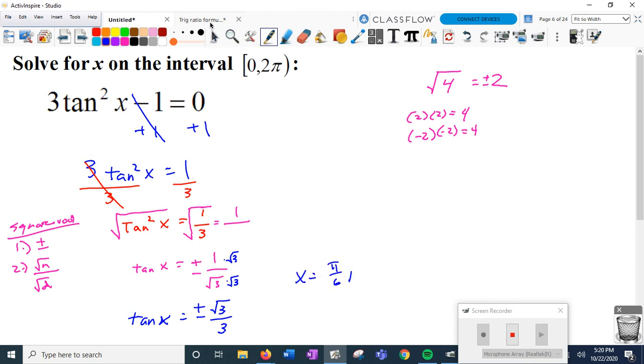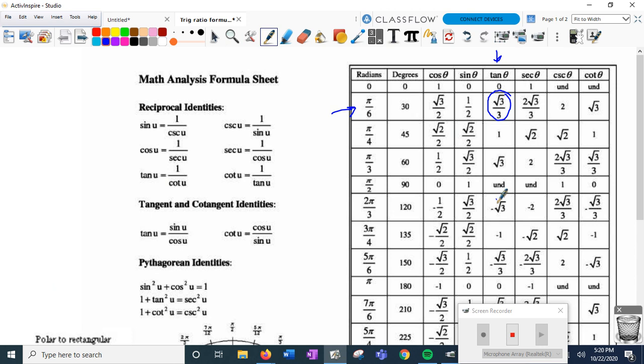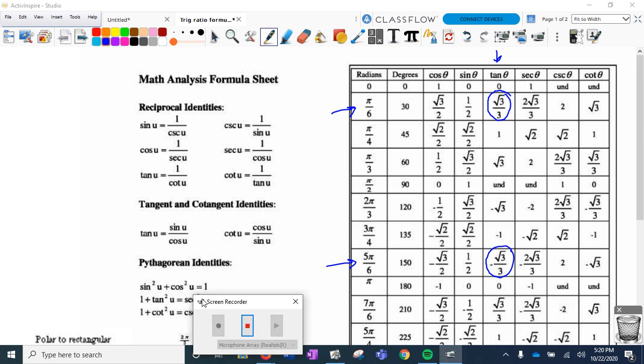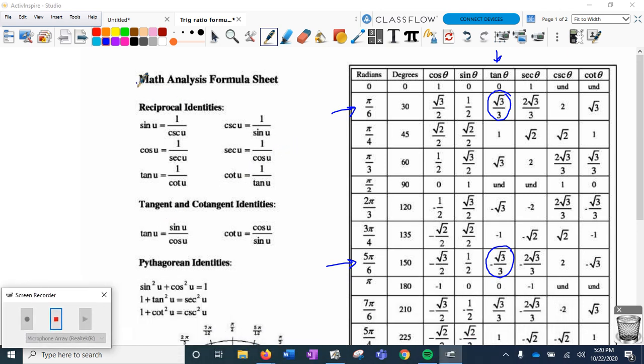Okay, pi over 6, definitely one. But I also want negative square root of 3 over 3. So 5 pi over 6 is another one that I want to keep. Let me move you out of the way. Okay, 5 pi over 6 is another one.